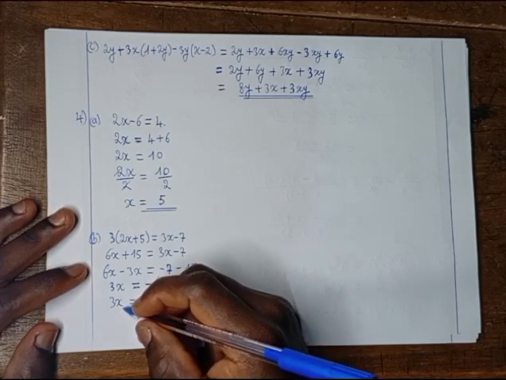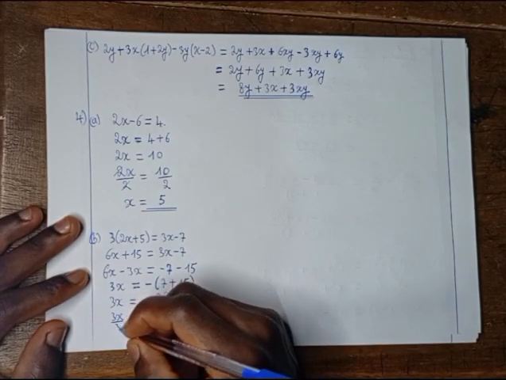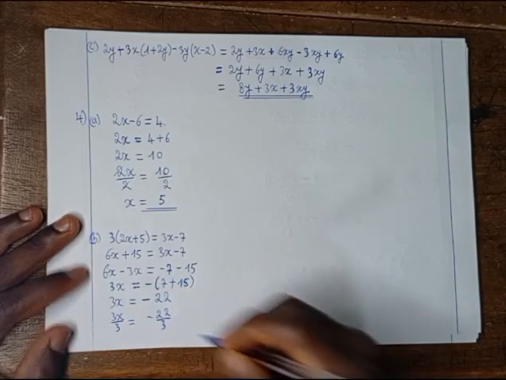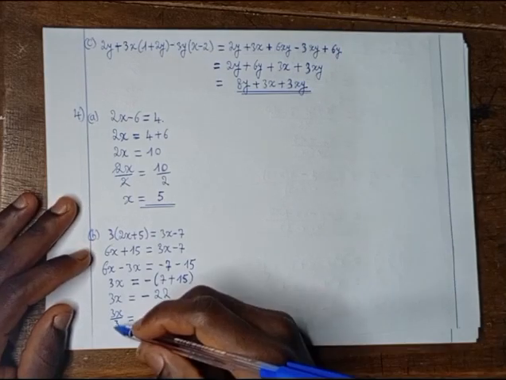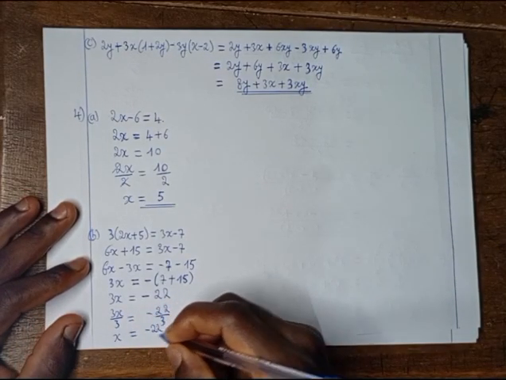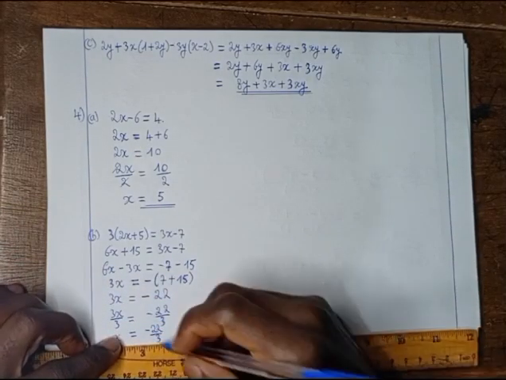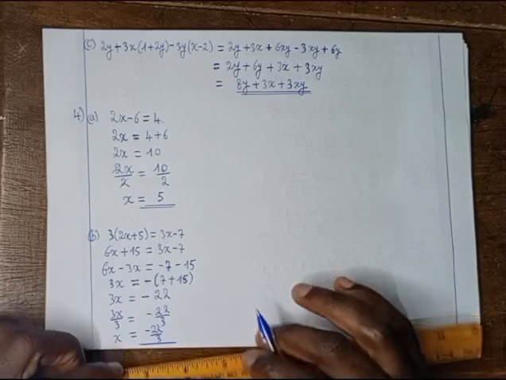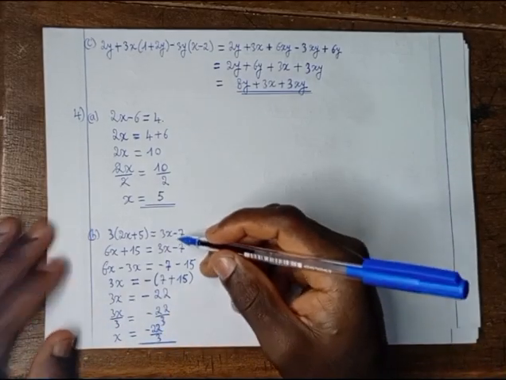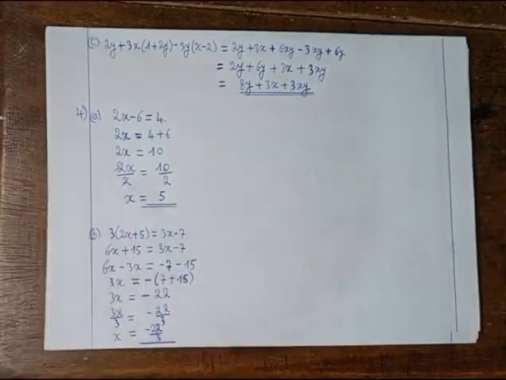Next, for us to get the value of x, we are going to divide all through by the coefficient of x, which is 3. 3x divided by 3 will be equal to negative 22 divided by 3. 3 will cancel 3. This will simply give us x to be equal to negative 22 on 3. And this is the final answer. That means if you replace x in this equation with negative 22 over 3, you simplify. The left hand side and the right hand side will be equal.